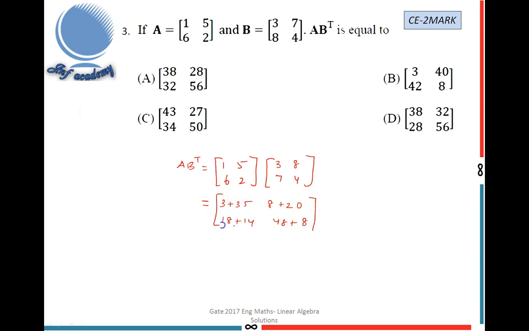So finally I got 38, 28, 32, 56. What is the correct answer? Yeah, 38, 28, 32, 56. A, B transpose value is 38, 28, 32, 56. So the answer is option A.